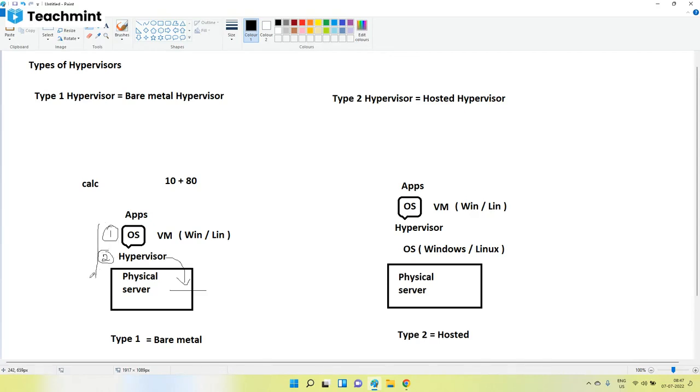Then it can reach the physical hardware and execute the instruction. While showing the result again, it has to cross the hypervisor layer, it has to cross the OS layer, and then on the application it will show the output. So that means if you want to execute any application here, it has to cross the OS layer.